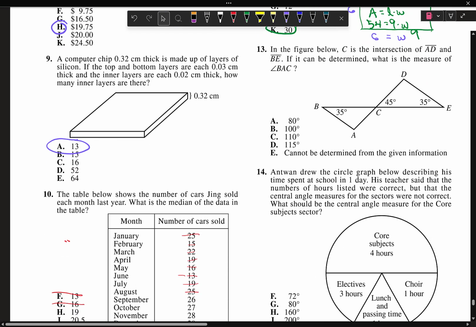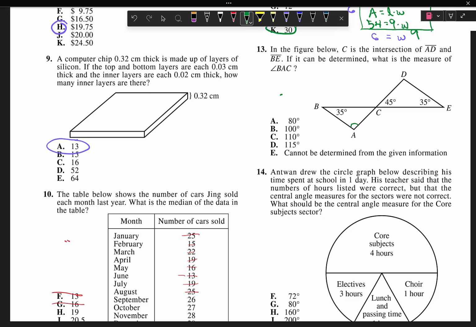In the figure below, C is the intersection of... All right, so let's go straight to the question. What is the measure of angle BAC? Anytime you have a diagram, you can usually skip straight to the question, even though it's only skipping one sentence. Next time it may be more than one sentence. So we're trying to find this angle right here, BAC.